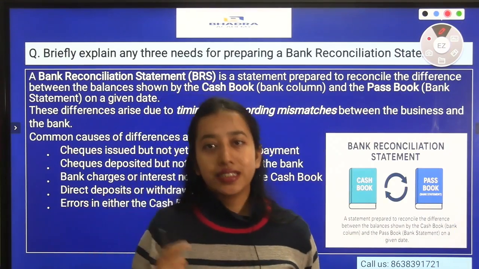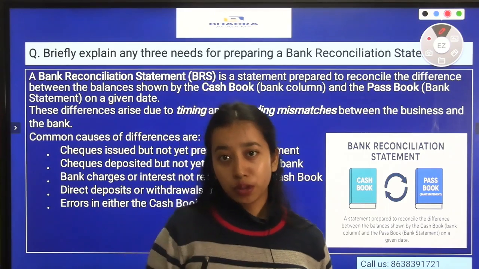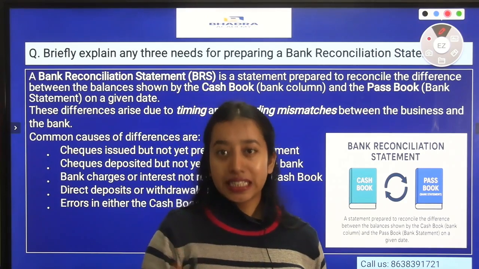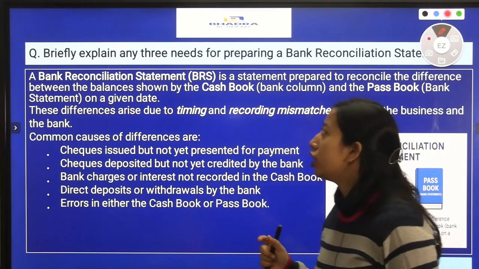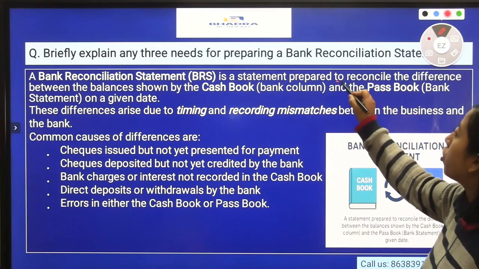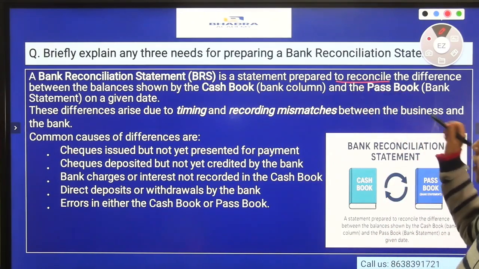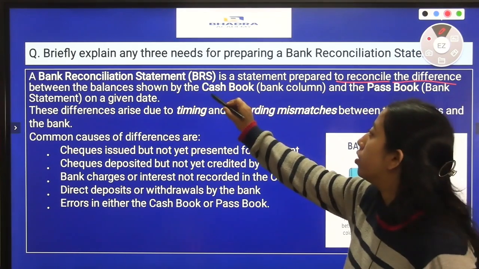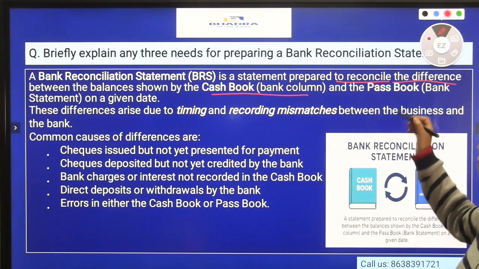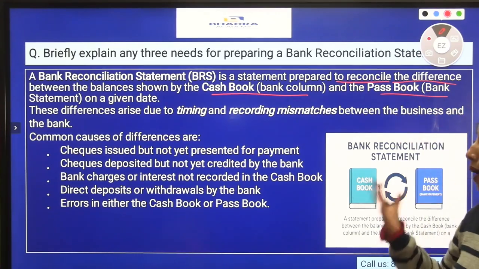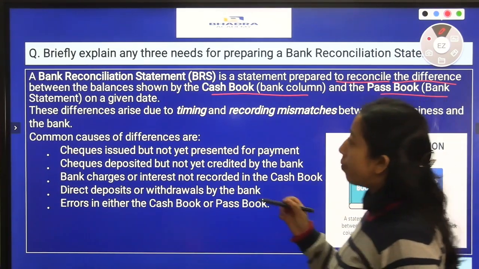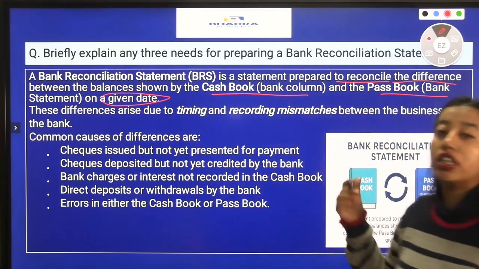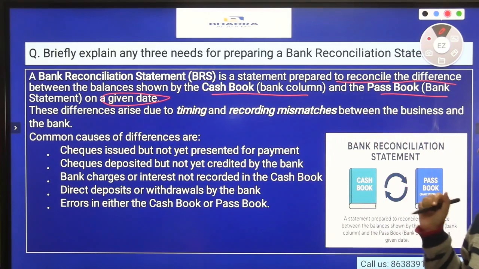It is basically a statement that reconciles the balance of the cash book of the business and the balance of the passbook of the business, that is, the bank statement. By definition, a bank reconciliation statement is a statement prepared to reconcile. To reconcile means to match the difference between the balances shown by the cash book, prepared by the business, and the passbook, the bank statement prepared by the bank, on a given date. Again, the BRS is prepared on a particular date, so it reconciles the balances between the passbook and the cash book.